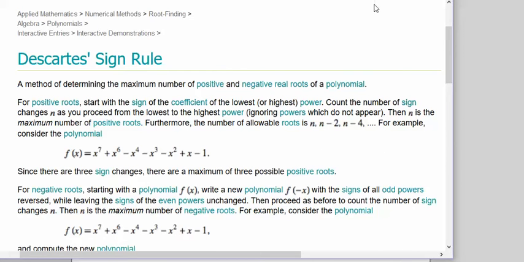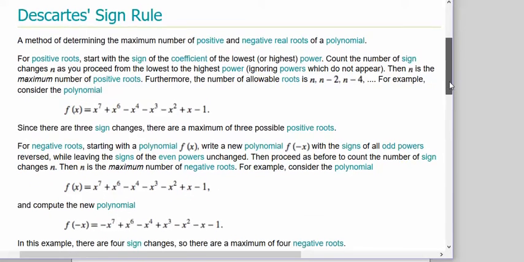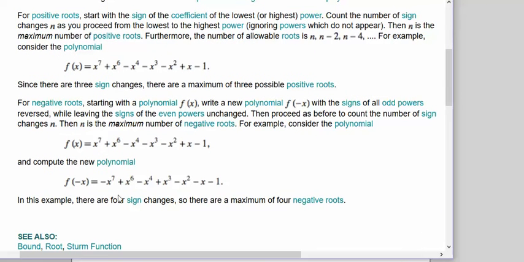Descartes' rule of signs also tells us the maximum number of negative real zeros, and in order to do that, we get a new polynomial f of the opposite of x. When we put the opposite of x in for x and raise it to the 7th power, we will get the opposite of x to the 7th. When we put the opposite of x, which does mean negative 1 times x, in for x here and raise it to an even power, it's going to stay positive. When we put it in here, it's going to stay negative.